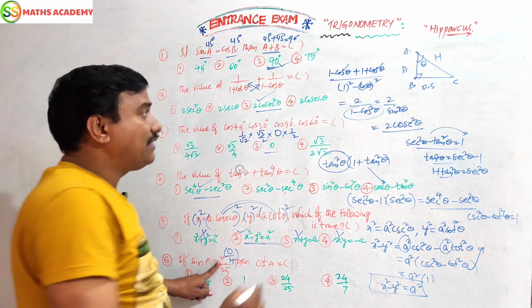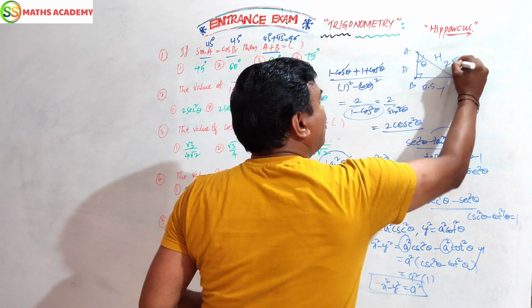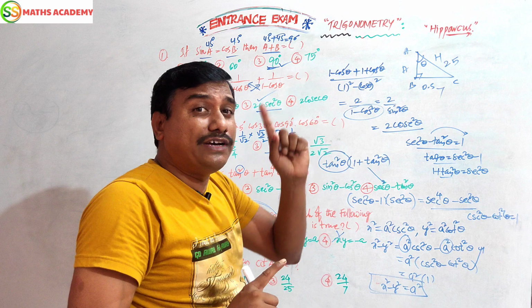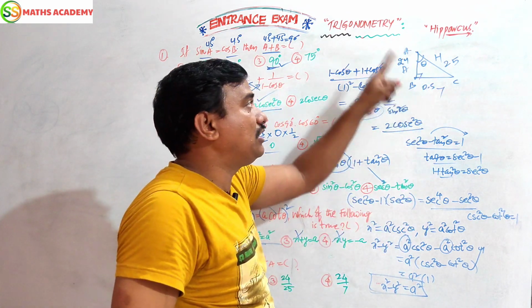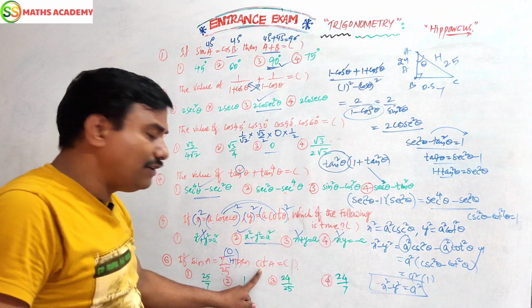Nothing but opposite side by hypotenuse. What is the opposite side value? 7. What is the hypotenuse value? 25. By using the Pythagorean triplet, 25 will be there, no? In similar triangles, I said 25, 7, one more value, 24. This is the 24. Without doing Pythagoras theorem, AC square equals AB square plus BC square, directly you should write. You are getting 24. Then this answer will be very easy.